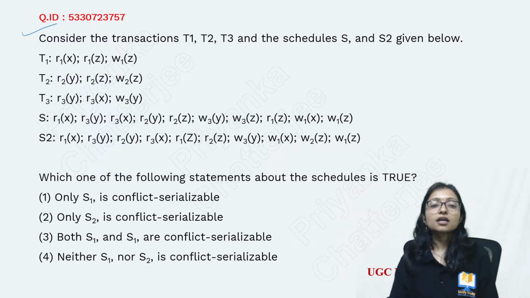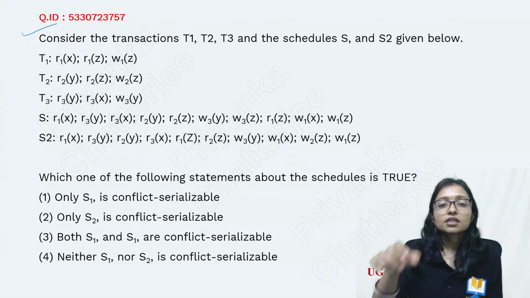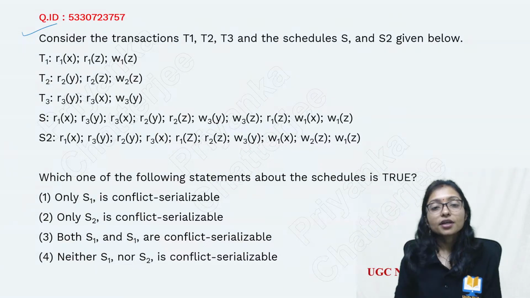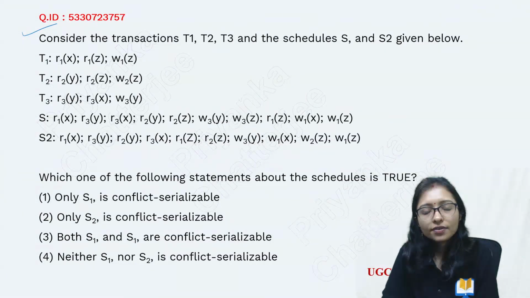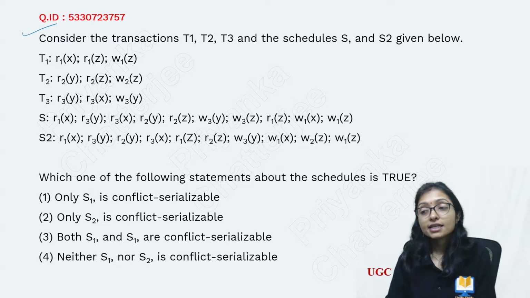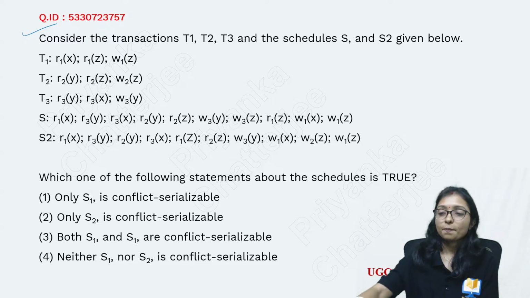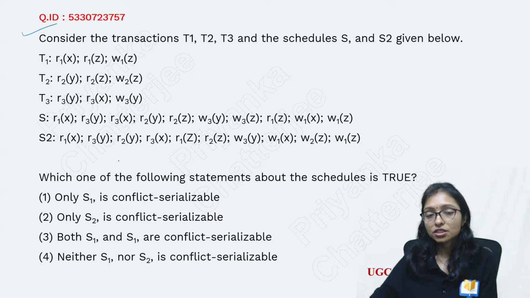This is serializability. It is the next important topic, from where you are always getting questions. Serializability chapter, meaning transaction chapter, conflict serializability. And not only conflict serializability, view serializability is also important.